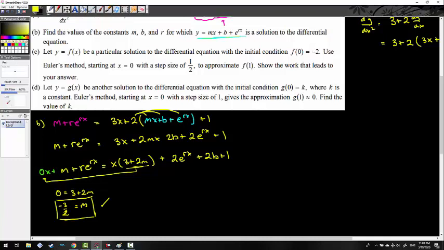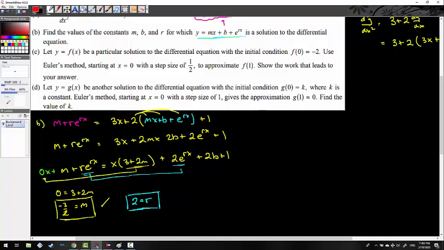Now that one actually is pretty straightforward, because from here, if I link up this 2e to the rx with this e to the rx, it's a pretty safe bet that 2 will be equal to r. Pretty simple, pretty straightforward right there. Now, all I have to do is link up the last things that didn't link up.